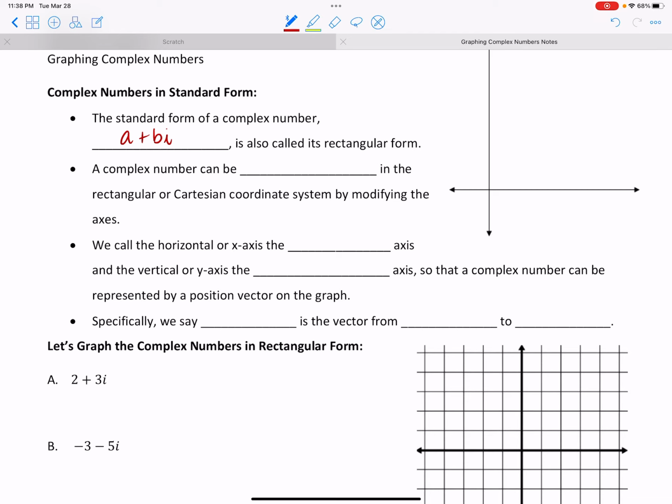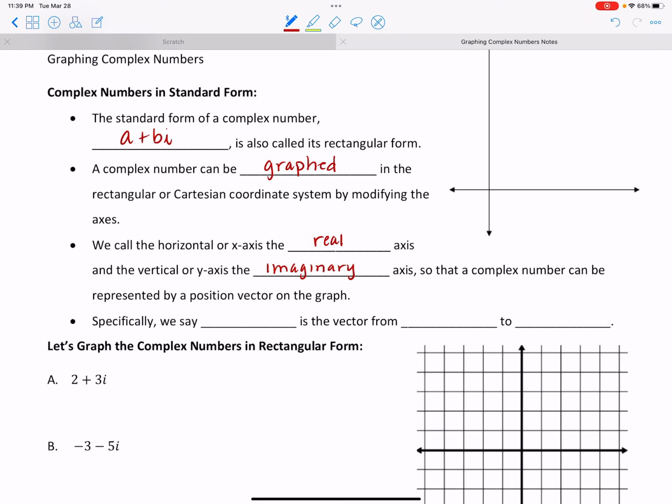So this complex number can be graphed in that Cartesian coordinate plane by making a modification to our axes. We're going to call the horizontal axis, the x-axis, the real axis. And then we're going to call the vertical axis, the y-axis, the imaginary axis. Then we have a place to visually represent each of the components in our complex number. After modifying those axes, we represent the complex number by a position vector on that graph.